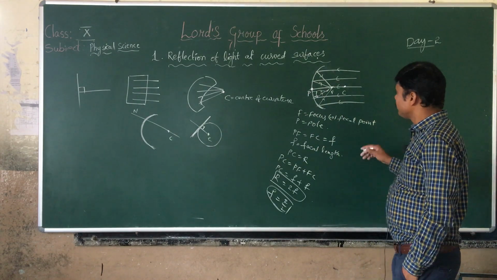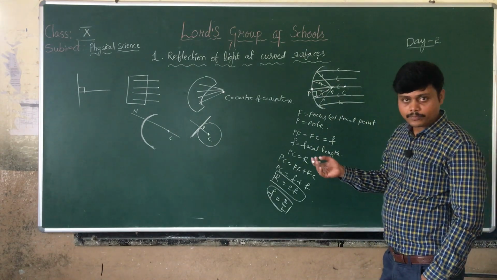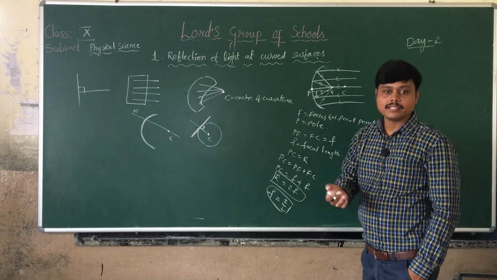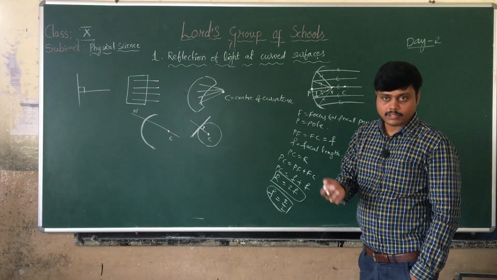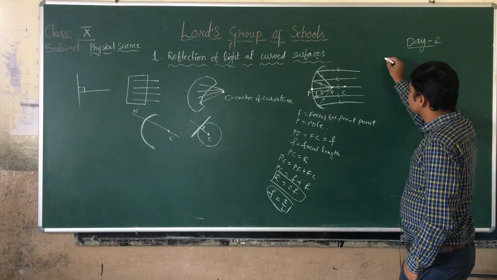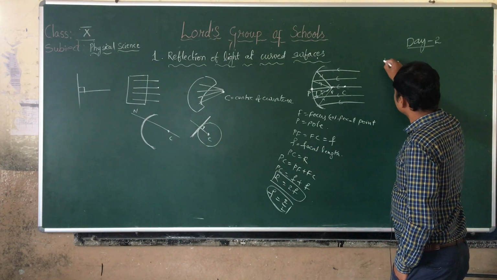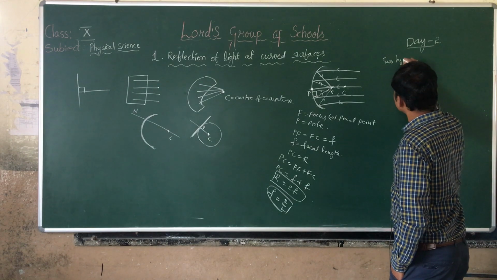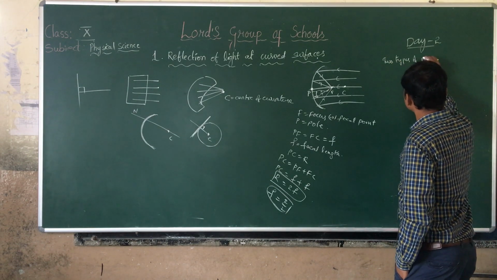So now let us do an activity. How many kinds of images do we get when an object is placed before a mirror? And here we have 2 types of mirrors.